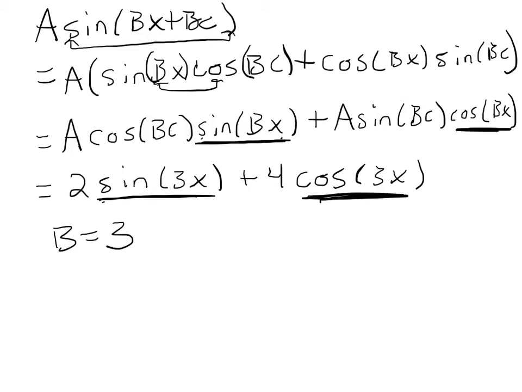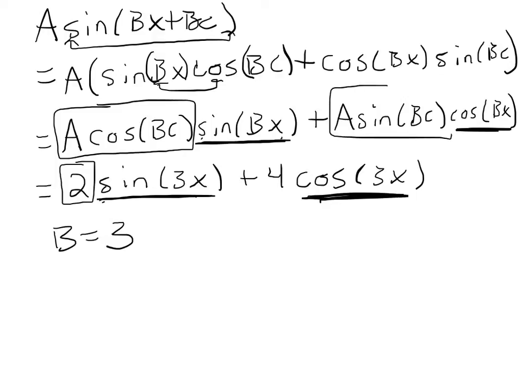Now, this 2 has to be equal to a cosine of bc, because remember, b and c are just real numbers, and so is a. So a times the cosine of bc is just going to be a real number. What real number is that going to equal? That's going to equal 2. So a times the cosine of bc has to equal 2, and a sine of bc has to equal 4.